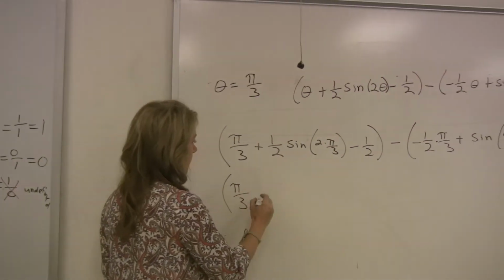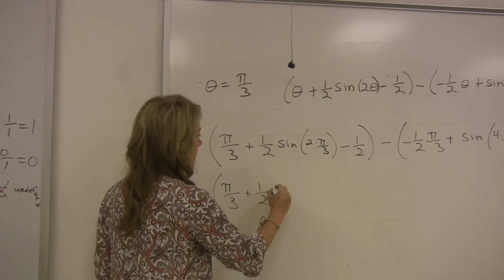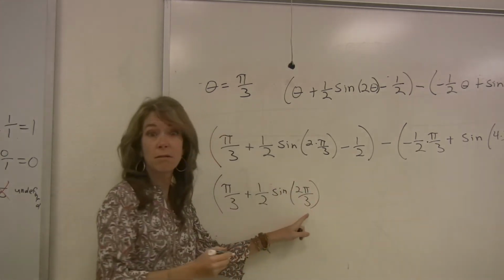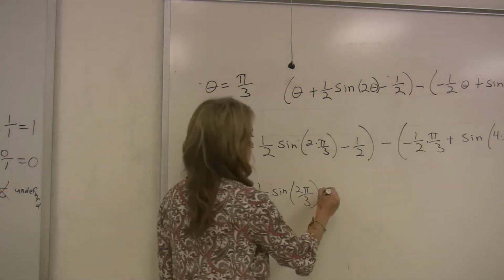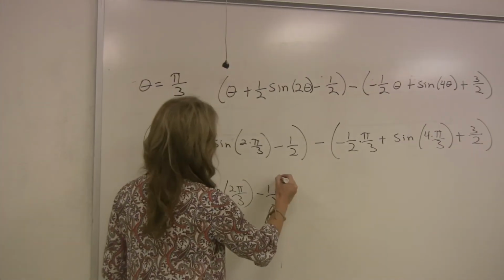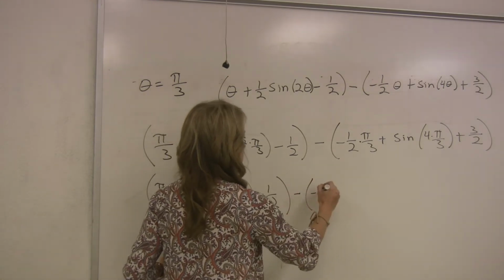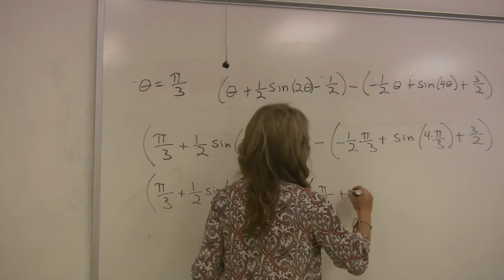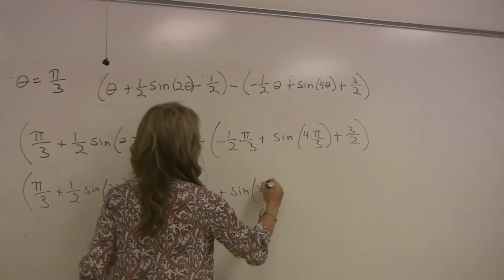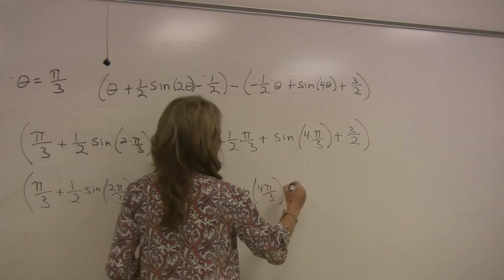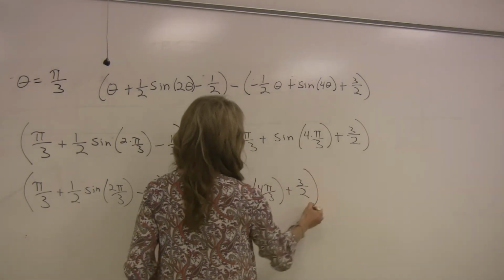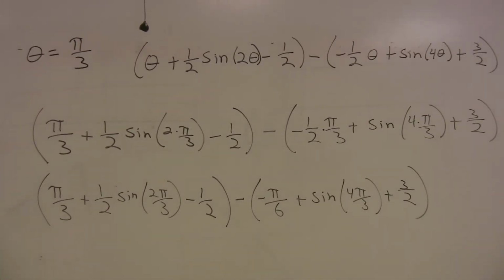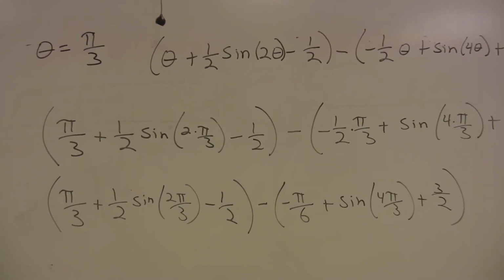This is pi over 3. This is 1/2 sine of 2 pi over 3. I'm just going to write it all as one angle now, 2 times pi over 3. Minus 1/2 minus, this is negative pi over 6. Just multiplying fractions, right? Plus sine of 4 pi over 3. Plus 3/2. What do you think I need to do next?